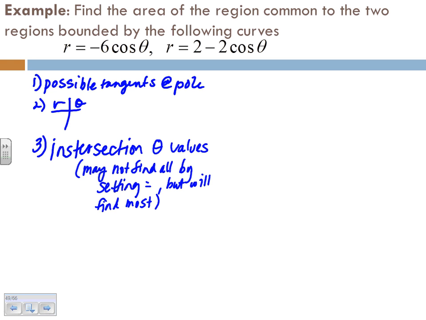Right, when they're equal, it's a heart. When a over b is less than 1, it's a loop. And vice versa, it's a dimple.